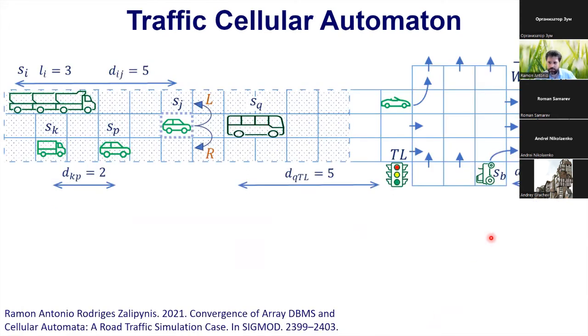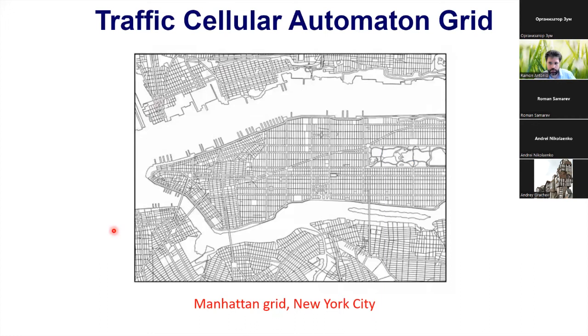As an example, we constructed a complex road traffic cellular automaton based on the literature, with multiple lanes, road intersections, traffic lights, different vehicle lengths, varying vehicle speeds, and complex vehicle behavior. We took a traditional traffic cellular automaton grid used in state-of-the-art research, an artificial road map resembling the Manhattan grid, New York City. Let's showcase one of the benefits of running the simulations inside array DBMS.